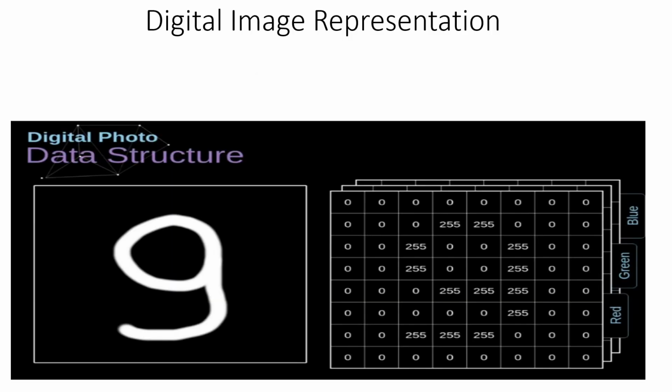Now how are images represented? We have taken one image here. This is the number 9. The number 9 is in white and the background is black. Here the image is represented as a matrix of numbers. Because it's a digital image, all the numbers are finite and discrete. The numbers also have a physical meaning, which is very important.